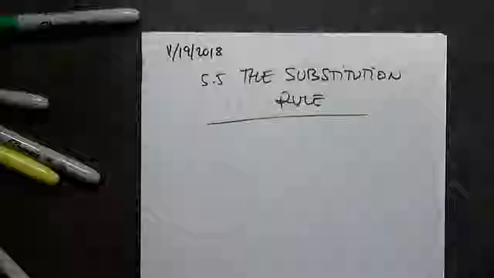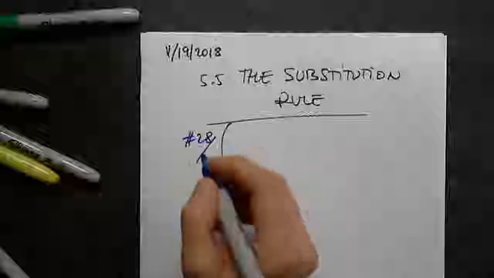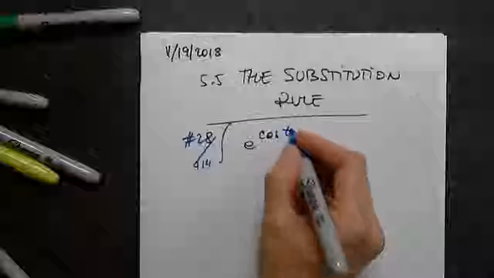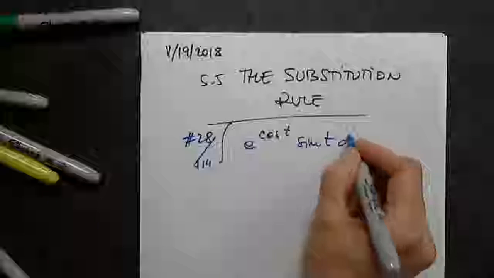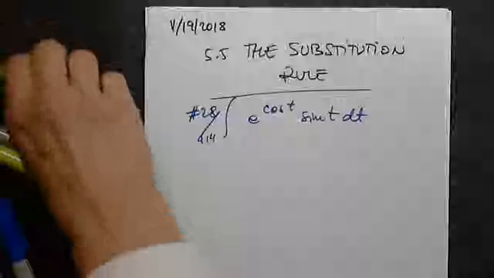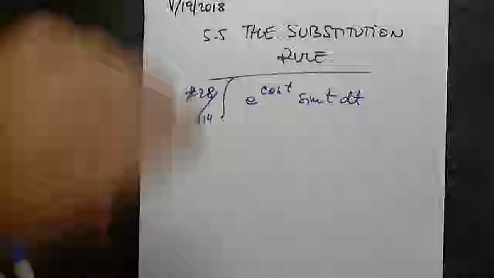Let's say we start with number 28 on page 414, which is e raised to cosine t times sine t dt. First of all, what type of integral is this? There are two types. One is indefinite, which will always give us a function, and the other one is definite, which will always give us a number. Indefinite because there are no limits of integration. So we are starting with indefinite integrals.